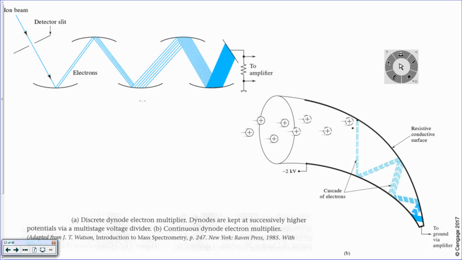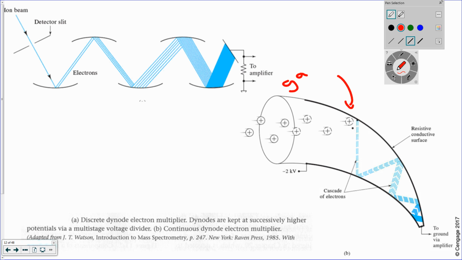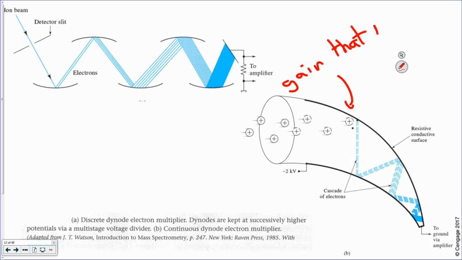And the big thing about this one, it has gain that's adjustable just like a PMT. And when I say gain, I'm talking about amplification. Adjustable.